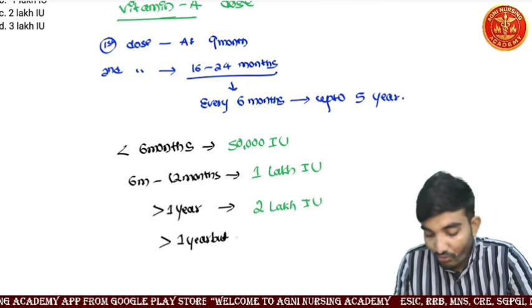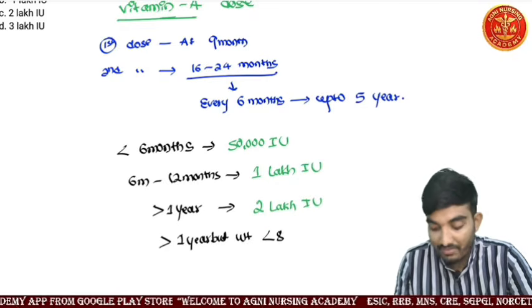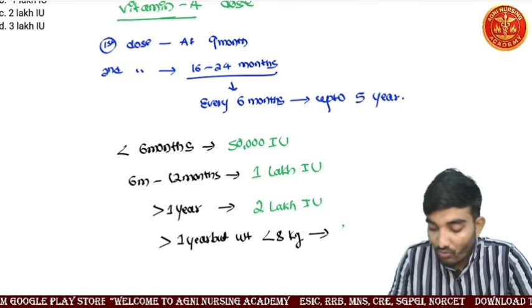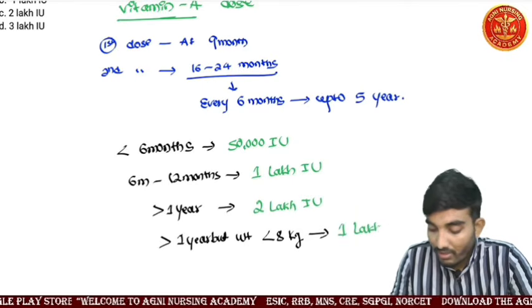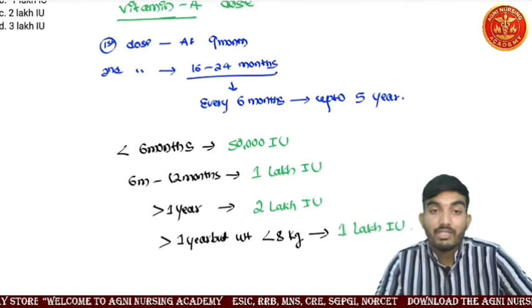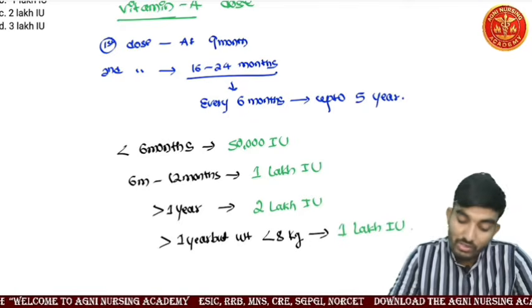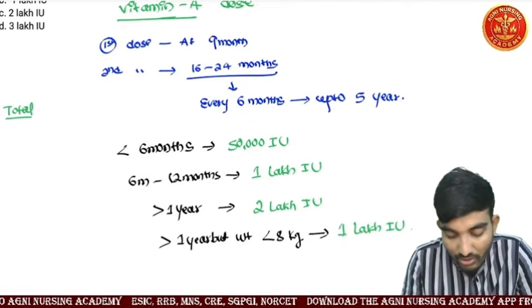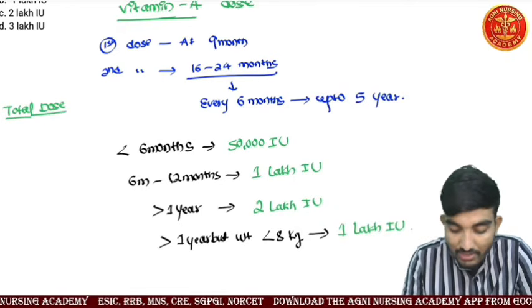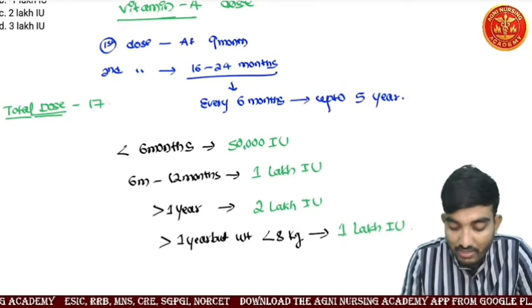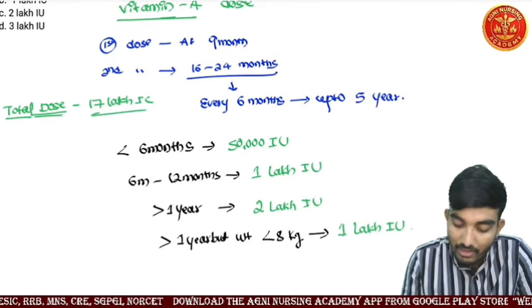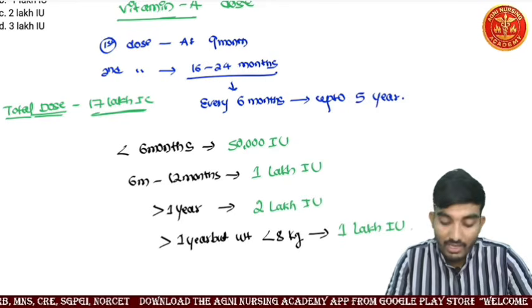If the child is more than 1 year but the weight is less than 8 kg, then we will give the 1 lakh international unit vitamin A dose. The total dose given up to 5 years means the total dose of vitamin A is 17 lakh international units.